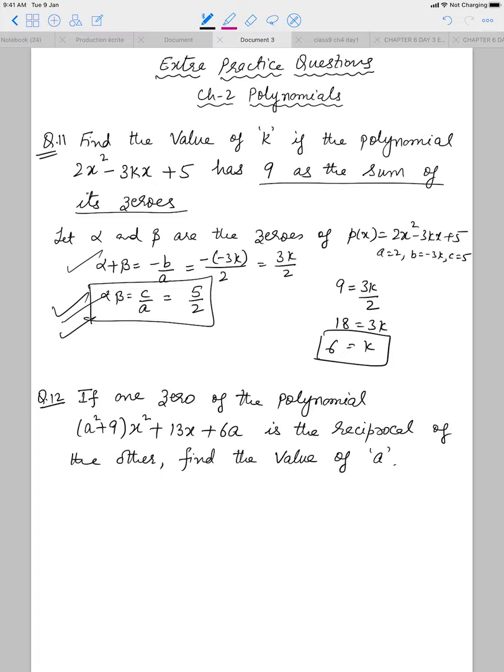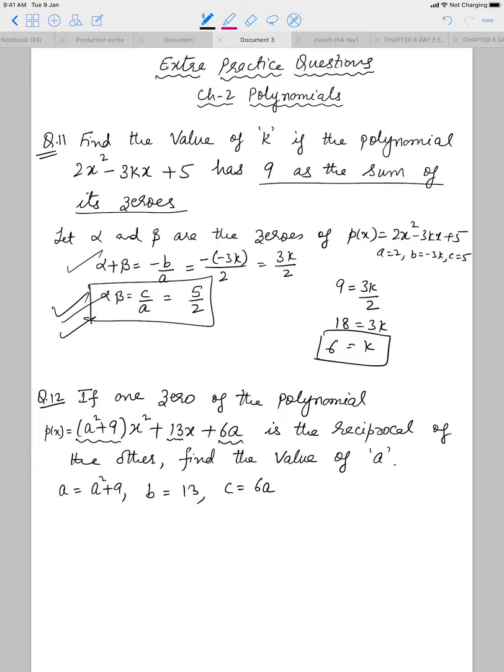Now the next question is, if one zero of the given polynomial is the reciprocal of the other, then find the value of a. So first of all, whenever the polynomial is given to us, we can name the polynomial as p(x), and secondly we can write down what is a, b and c in the given polynomial. You know a is always the coefficient of x square, so a square plus 9, b is the coefficient of x, that is 13, and c is the constant term, that is 6a in this case.